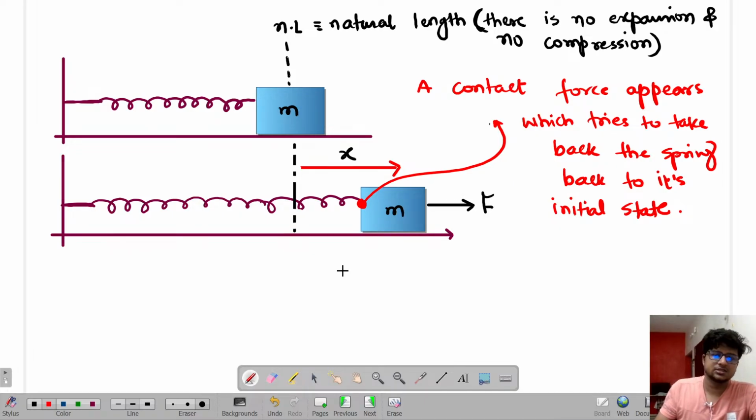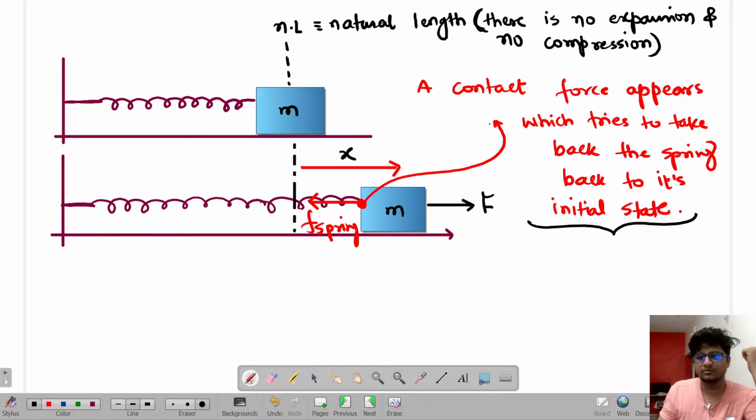Means this spring force which appears over here is along the opposite direction, because you can see that some force needs to appear. If I remove this F, then how does this mass go back? Because there is a force present opposite to the direction of displacement, and we call it a spring force. Now there is a nature of a contact force. Any contact force always appears, keep that in mind.